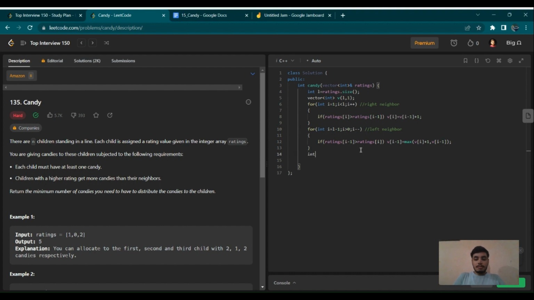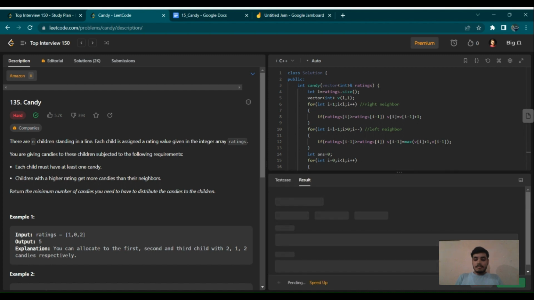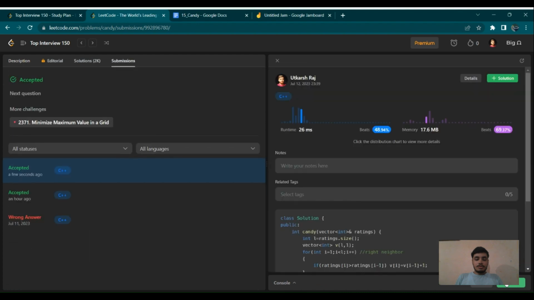Now one thing we need to do is just calculate the sum. So let's take ans equal to 0, and let's run a for loop for int i equals 0, i less than l, i plus plus, and we are going to do ans plus equals v i. So this is going to sum up all the number of candies. Now we simply return ans. Now this is the code. Let's try to run this code. So it is accepted. Now let's submit this code. So it is successfully submitted.